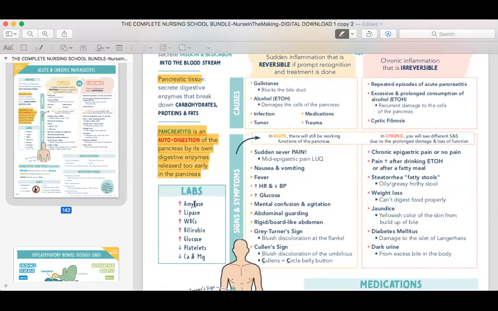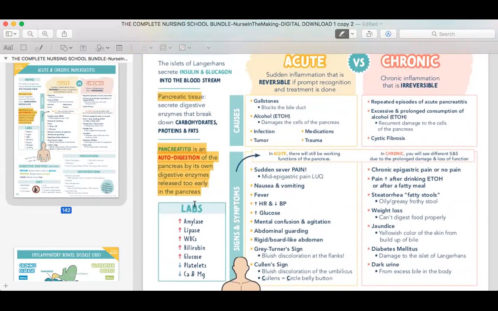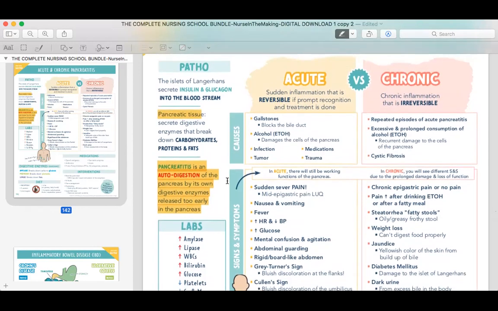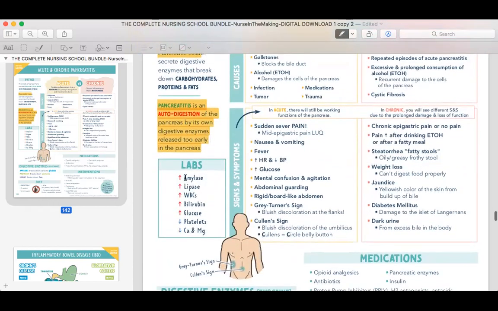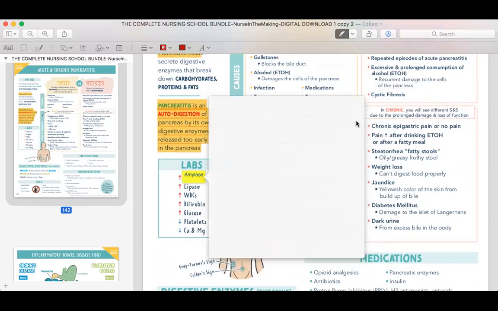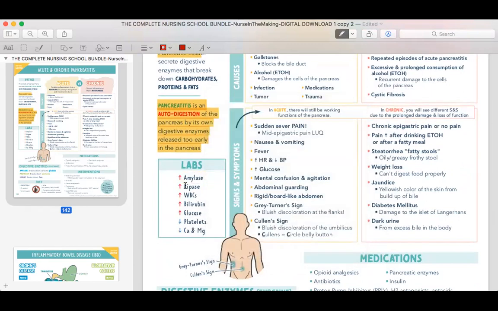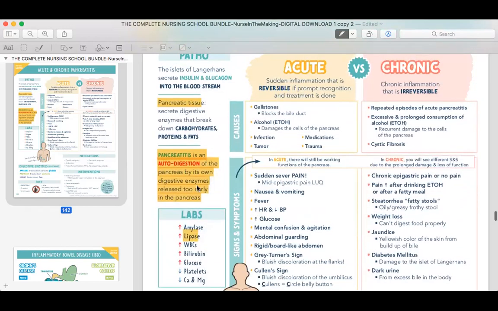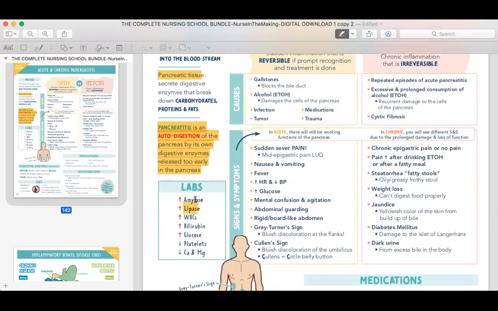If you can remember back to the first week of term 3, we went over the pancreas. It has 2 functions. It secretes insulin, and it also secretes digestive enzymes such as amylase, lipase, and protease. Your lipase would be the enzyme for fats.